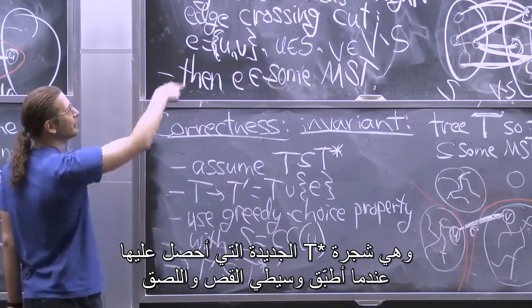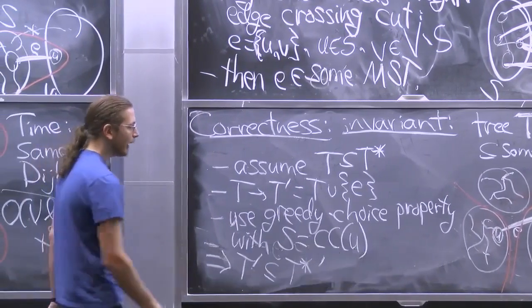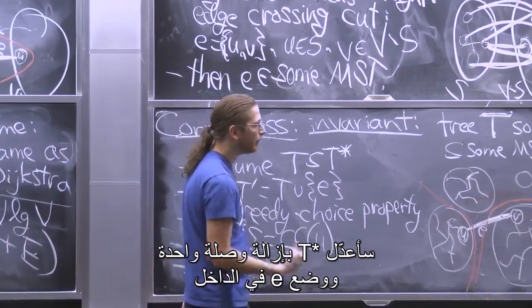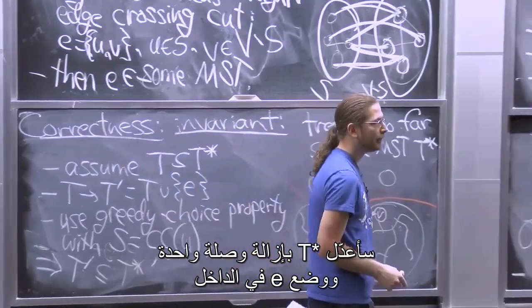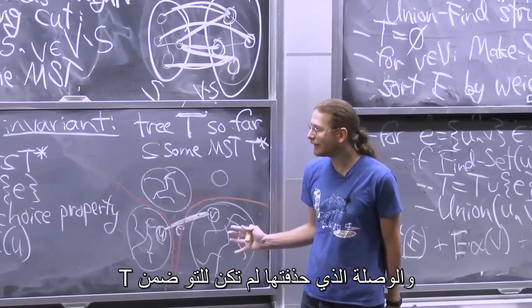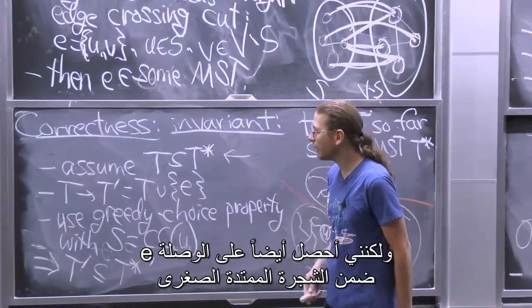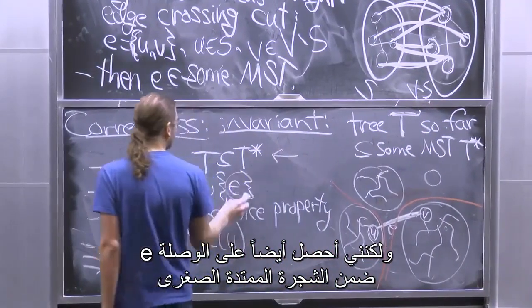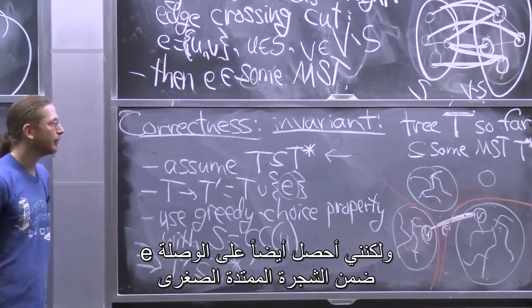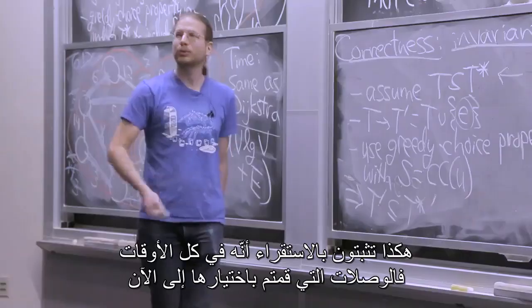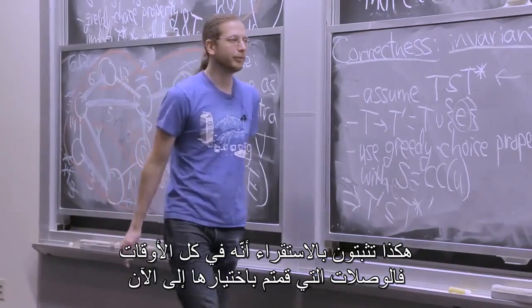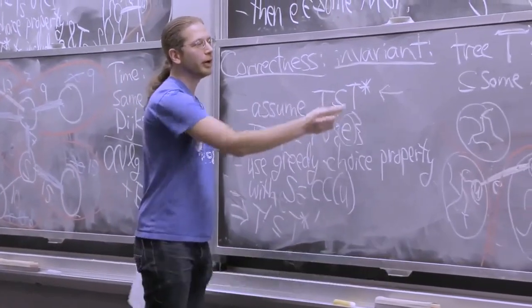When I apply the cut and paste argument, I modify T star potentially by removing one edge and putting E in. And the edge that I removed was not already in T, which means I preserve this part. But I also get that my new edge, E, is in the minimum spanning tree. And so that's how you prove by induction that at all times the edges that you've chosen so far are in T star.